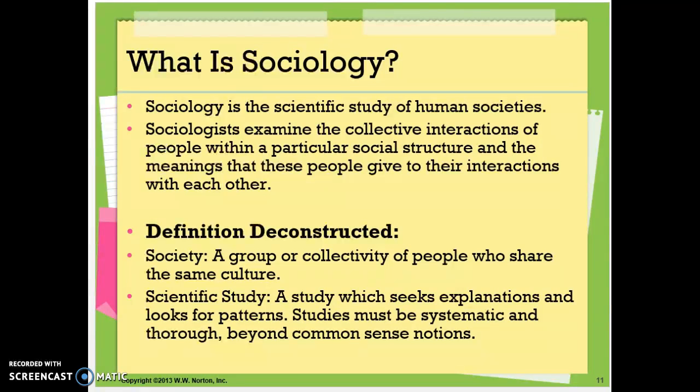Sociologists study how factors external to the individual give rise to different behaviors and situations, and how individuals, through their membership in specific social groups, experience and interpret these behaviors and situations. So we study society, or the social group. The other important aspect of the definition is scientific study. A scientific study is a study which seeks explanations and looks for patterns. Studies must be systematic and thorough.